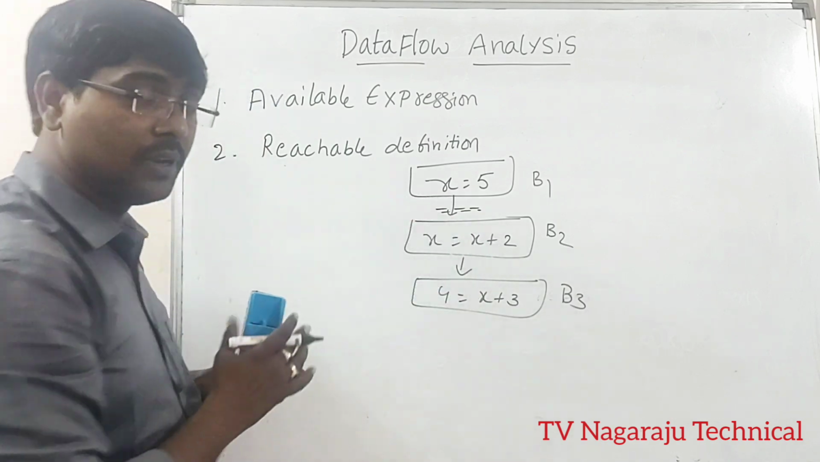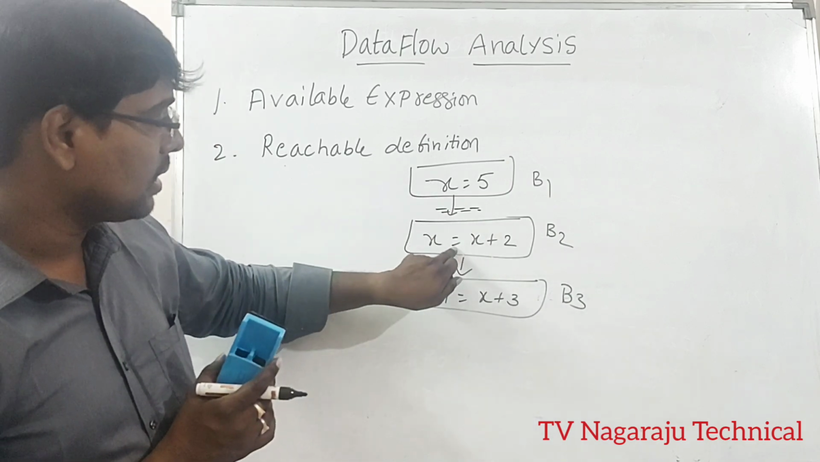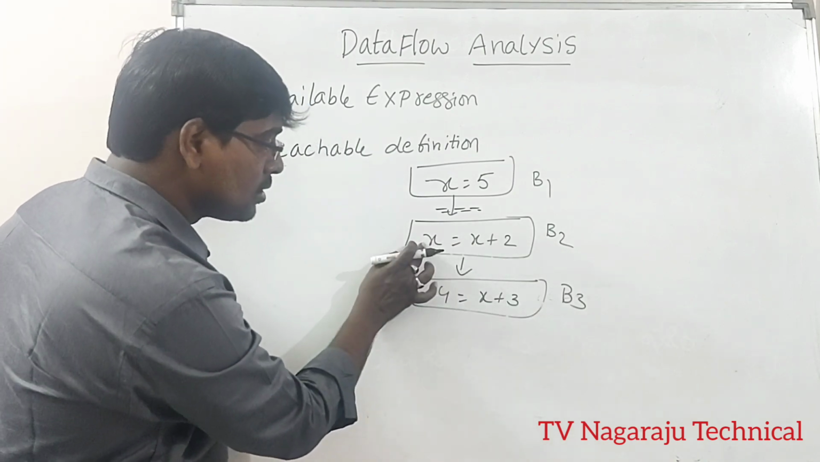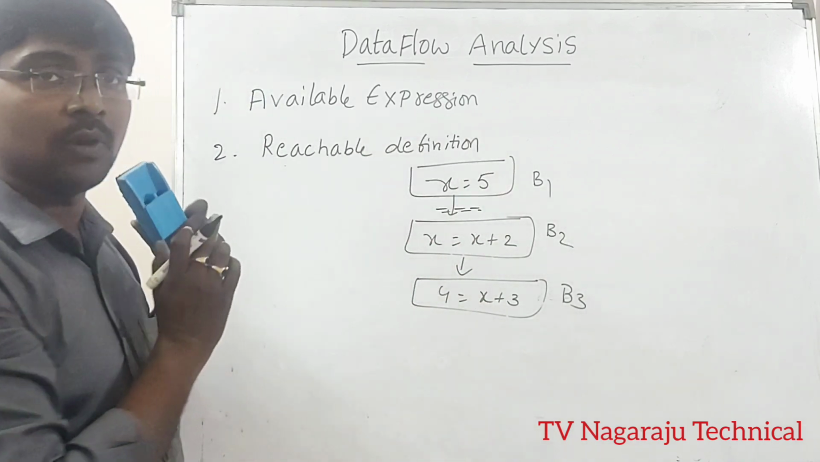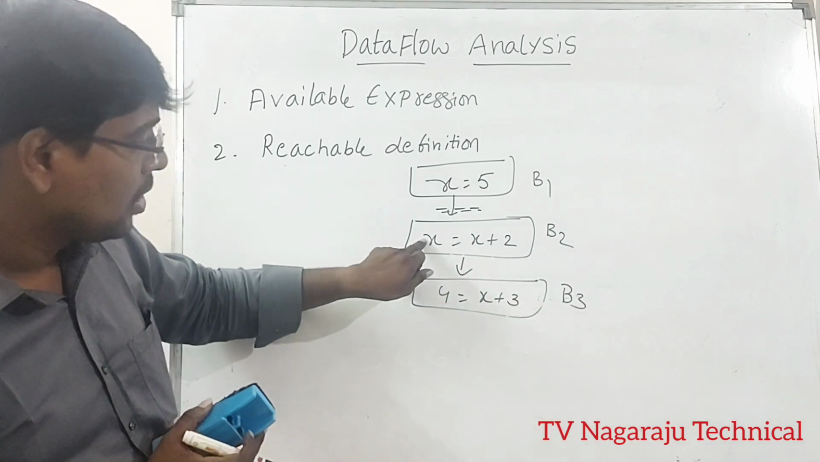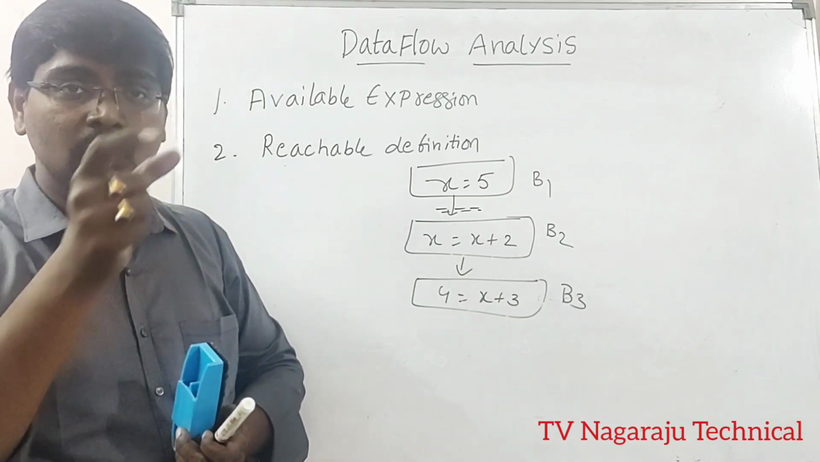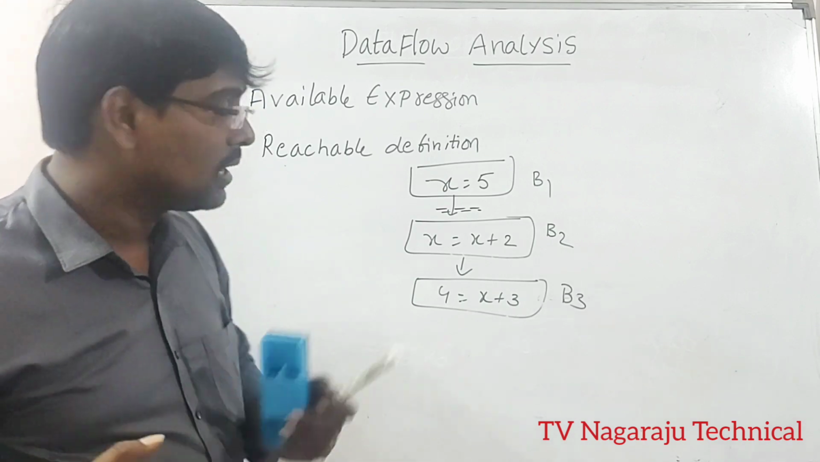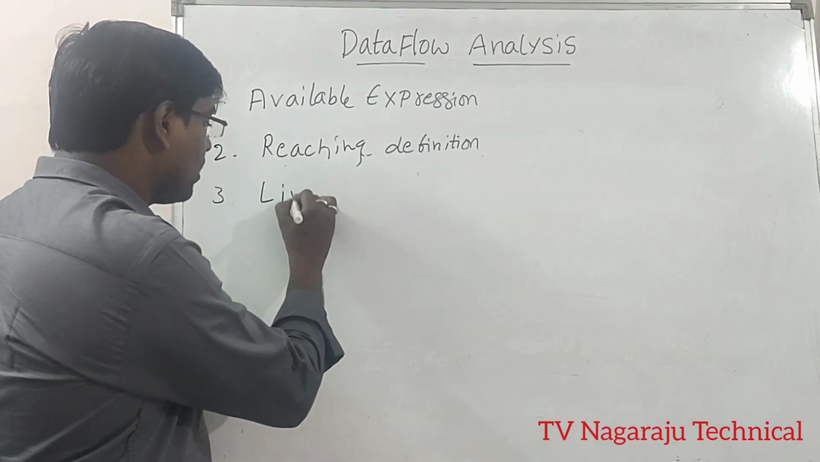This is called reachable definition. Here, whatever the definition of a variable, the definition is used here. This block B2 is the reachable definition, but not block B3. Why? If you are in B3, the value of x is modified. So only B2 is the reaching definition for B1, but not B3. Why? In the path from B1 to B3, we are modifying the value of x. So B1 to B3 is not a reaching definition. Clear the point? From the definition to some point in the program, in between the value of the variable is not modified. That particular is called reachable or reaching definition.